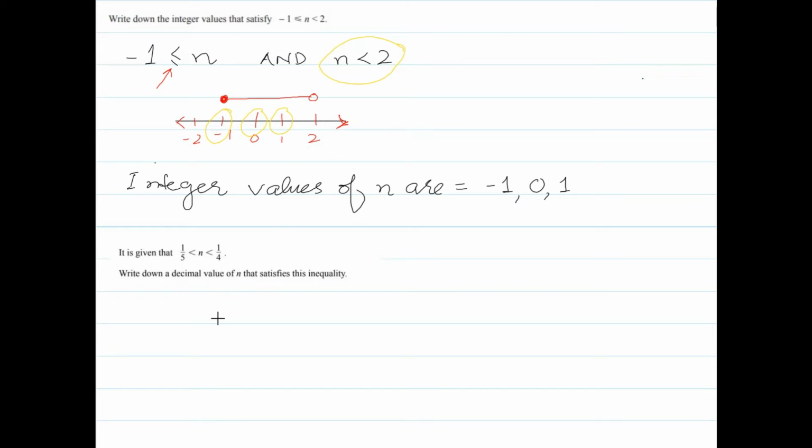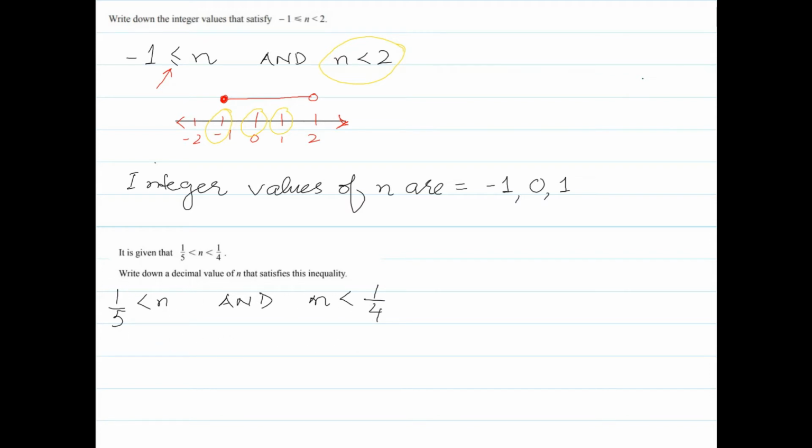Let's proceed to the second question now. Here it is given that n is greater than 1/5, and n is less than 1/4. If you split this up, n is more than 1/5, and n is less than 1/4. So you need to write a decimal value from this range.